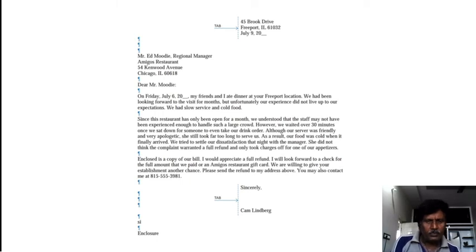Enclosed is a copy of our bill. I would appreciate a full refund. I look forward to receiving a check for the full amount we paid, or an Amigos Restaurant gift card. We are willing to give your establishment another chance. Please send the refund to my address above. You may also contact me; the phone number is mentioned. Then Sincerely, the complimentary close and signature are mentioned, and enclosures are also mentioned. This is one of the styles of modified block form letters.